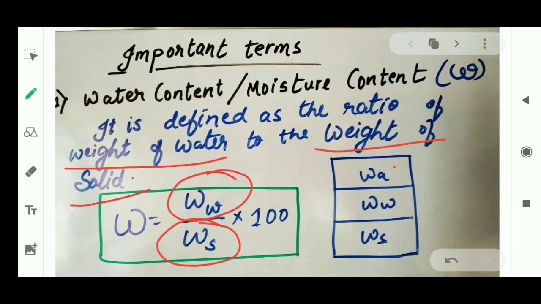Here you can see the weight of air, weight of water and weight of solid. So it is nothing but the ratio of weight of water to the weight of solid into 100. Whenever we are supposed to find out the water content, we will use this formula.